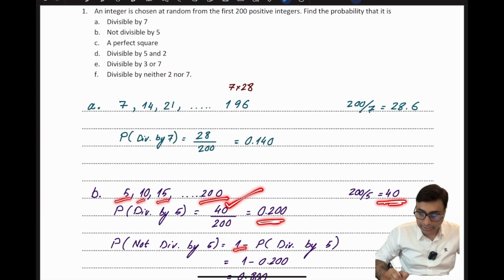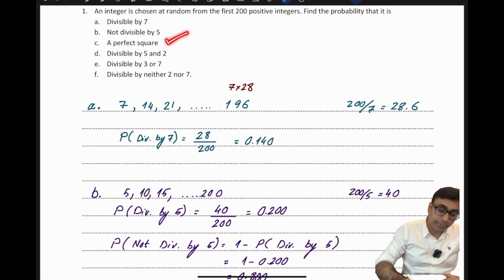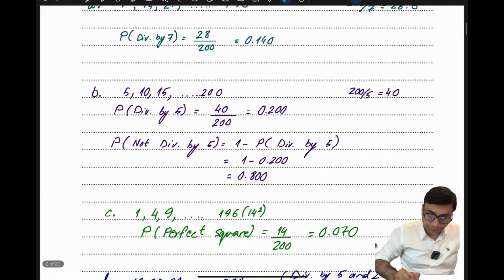So 1 minus the probability of it being divisible by 5 is going to be the probability of it not being divisible by 5. Then I have to find the probability of it being a perfect square. So I'll see that if I start making a list, 1 is a perfect square, 4 is a perfect square, 9 is a perfect square, but then again it's a very long list of perfect squares.